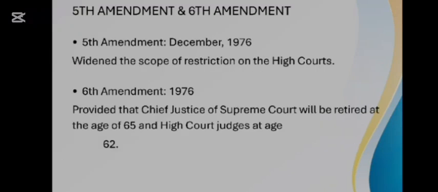The Fifth Constitutional Amendment also widened the scope of restrictions on the High Court. So it is a series of curtailing the powers of the apex judiciary. The Sixth Amendment provided the Chief Justice's age. Under this amendment, the Supreme Court Chief Justice would retire at the age of 65 and the High Court Chief Justice at the age of 62.